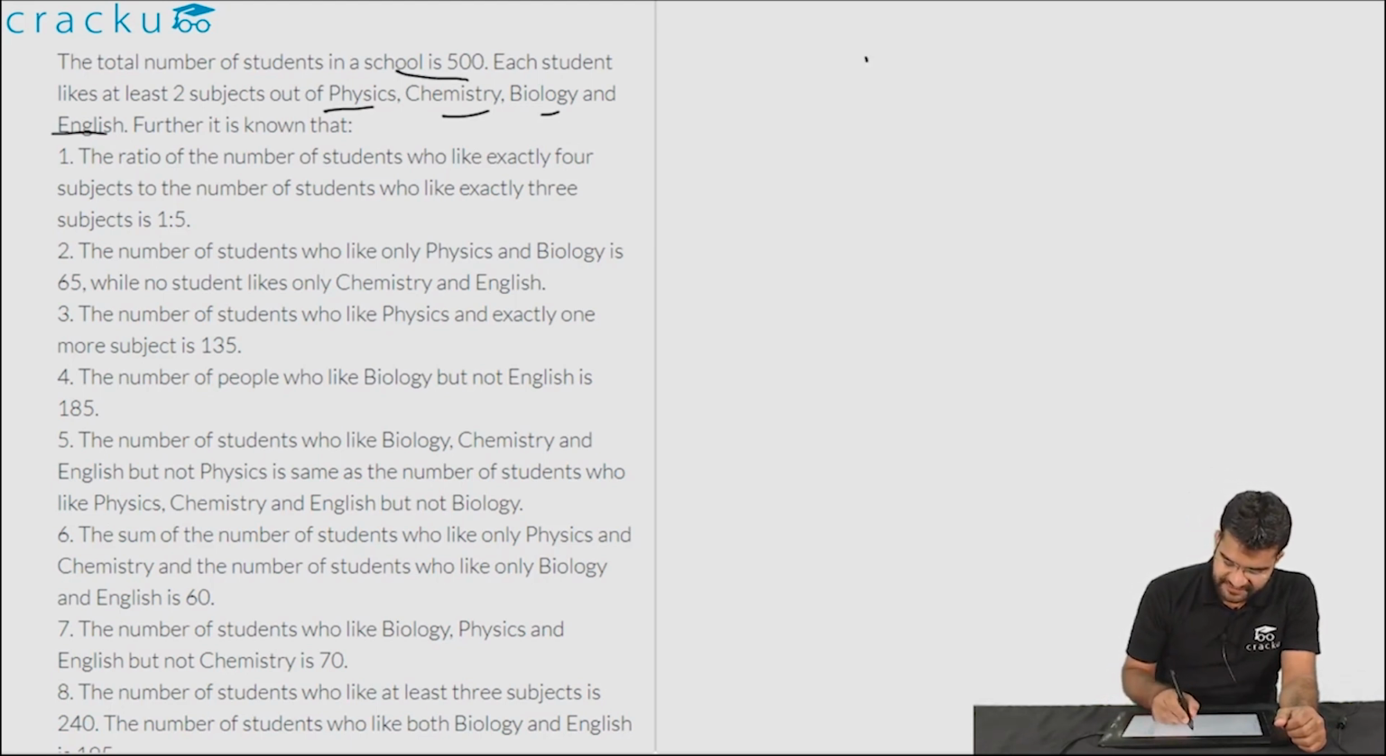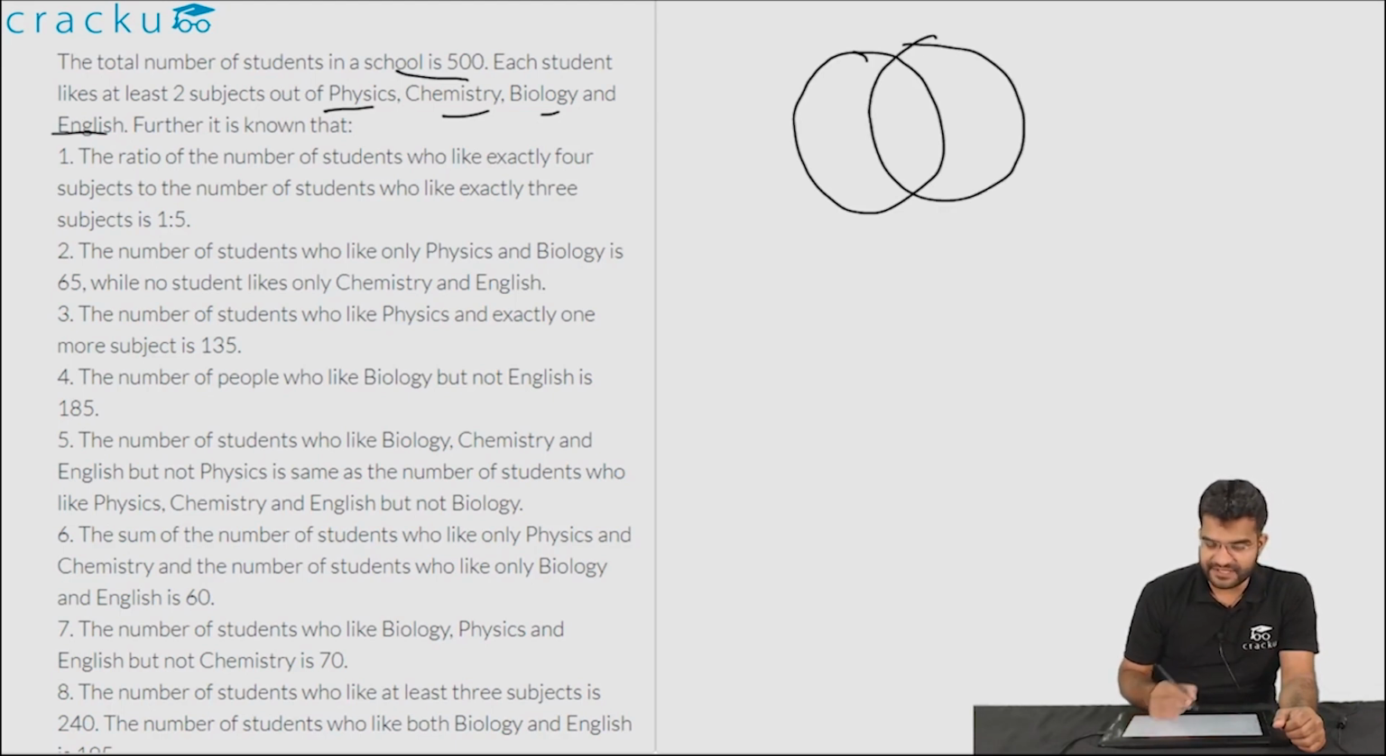So in the normal Venn diagrams, if there are only 2 sets, so if instead of 4 subjects here, there are only 2 subjects, physics and chemistry, the Venn diagram would have been something like this.